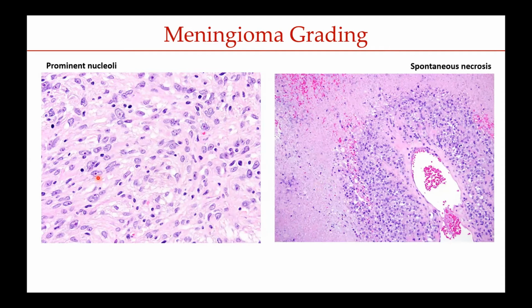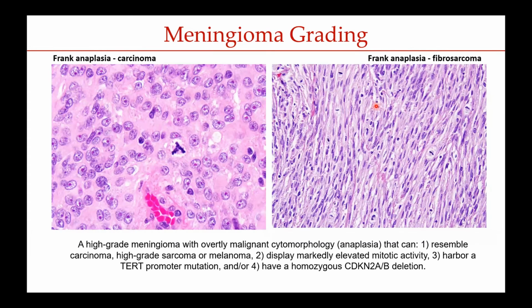These tend to be seen when one can see them at 100x using a 10x objective. This is generally the visual threshold for calling prominent nucleoli. Then there's the presence of spontaneous necrosis that's not induced by embolization. Then we have the issue of frank anaplasia, where the tumors just look highly aggressive. Either they look like a carcinoma, or they have the appearance of a fibrosarcoma, and this is then sufficient for a WHO grade 3 designation.